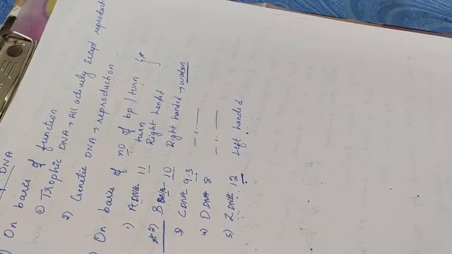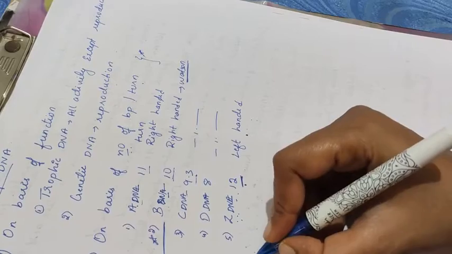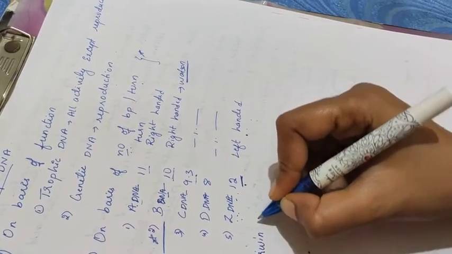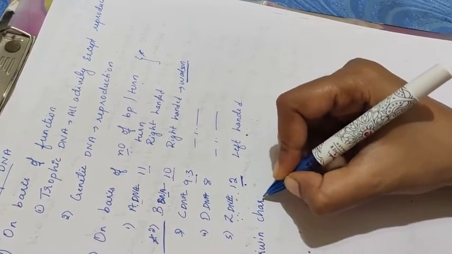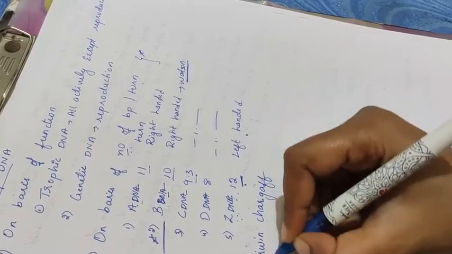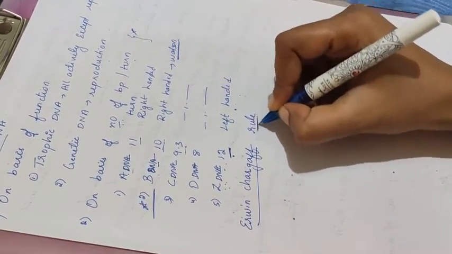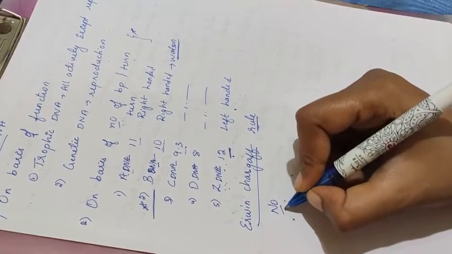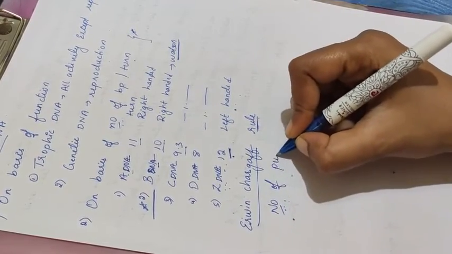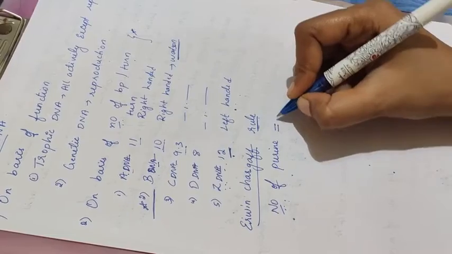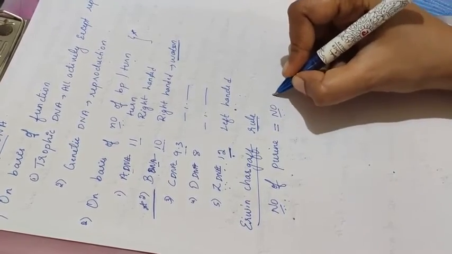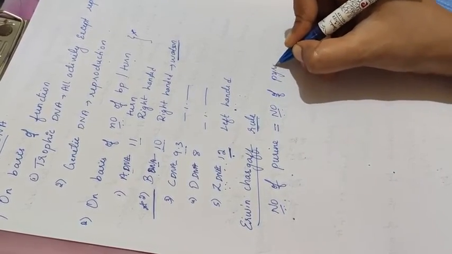There is one more rule which is called Chargaff's rule. Erwin Chargaff has proposed a rule. What it says is, always the number of purines is equal to the number of pyrimidines.